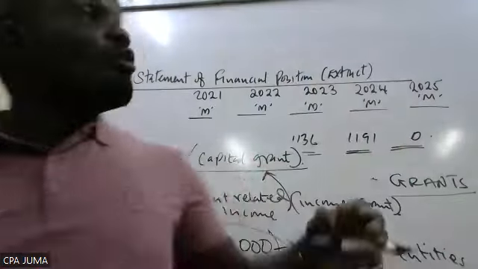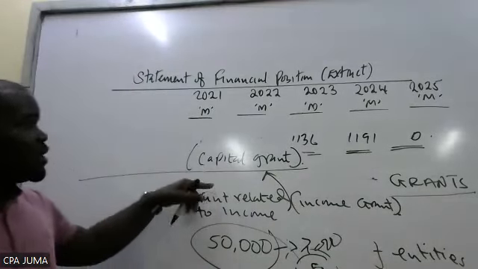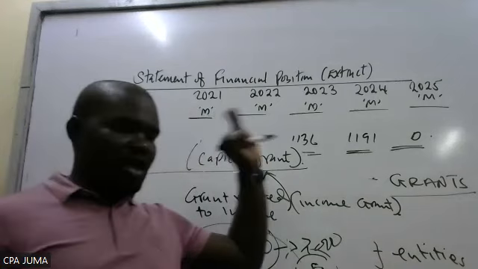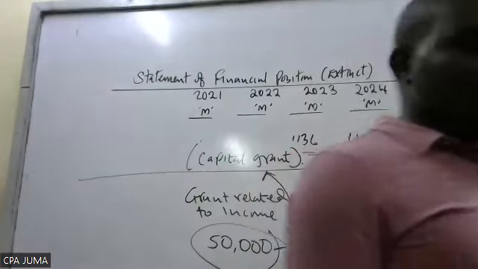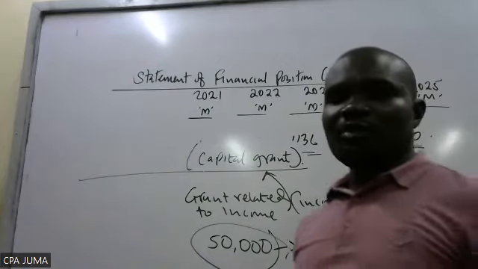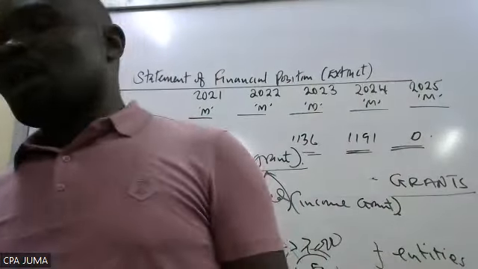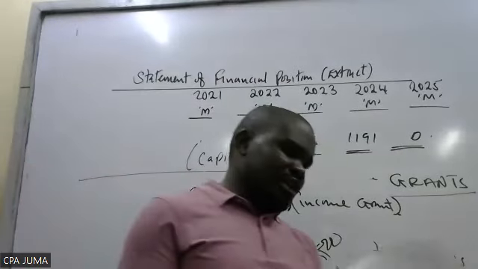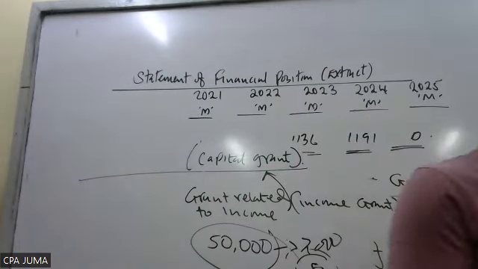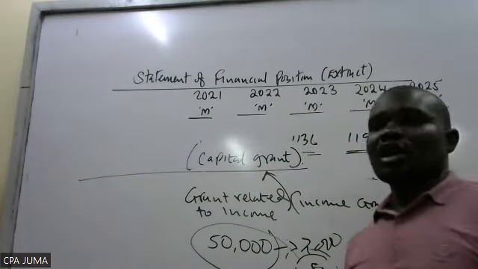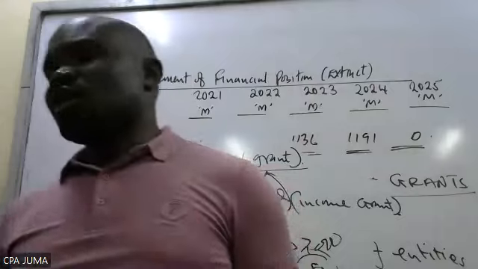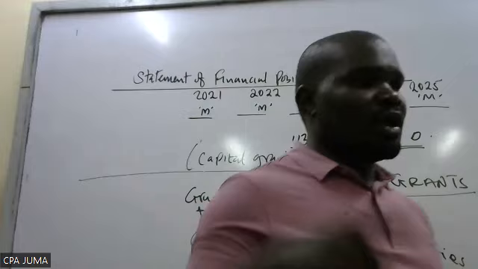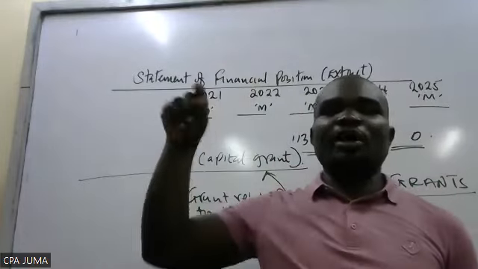So from what we have said, we have how many types of grants? Two: capital grant and income grant. So the next question is, how do you account for them in the books? Write down there: accounting for grants. Write number one, it will make sense.